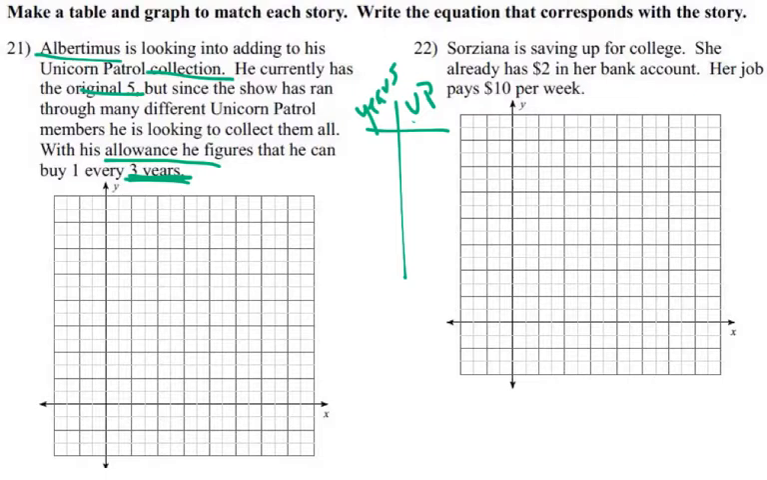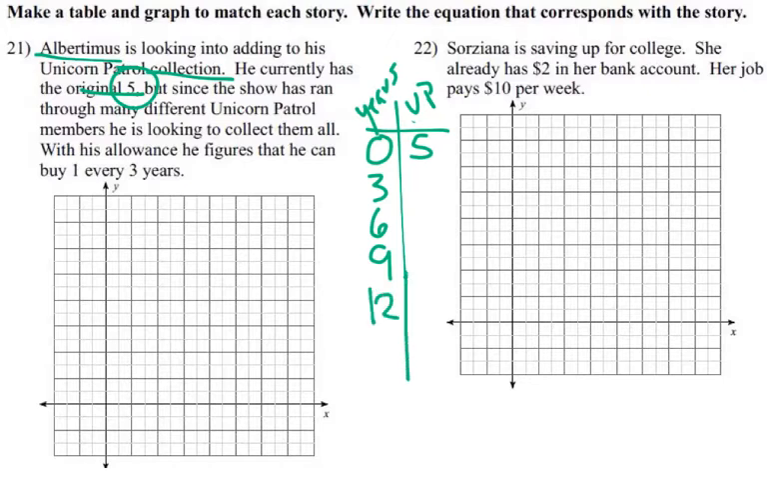So the relationship is that he can get one more every 3 years. So how many did he start out with? Okay, what's the start? Before he started saving his allowance for that, before any of those years had elapsed, he had the original 5. Then every 3 years after that, he's going to be able to buy one more. So here's the pattern.